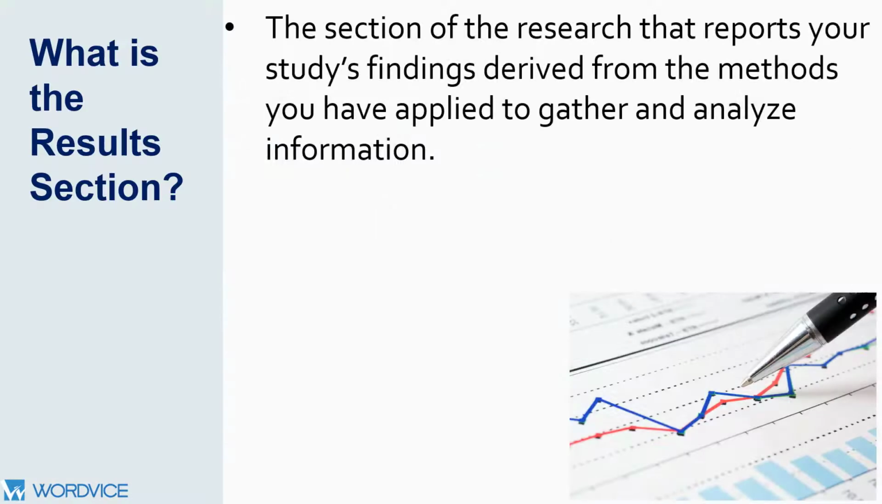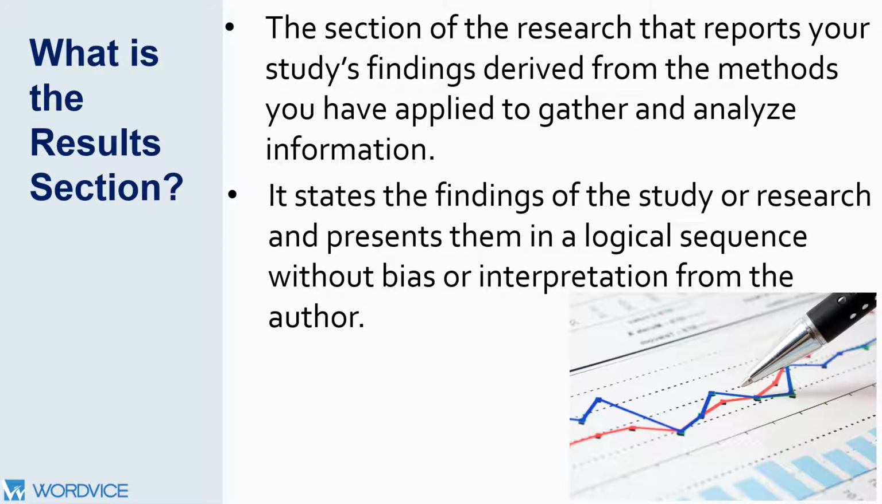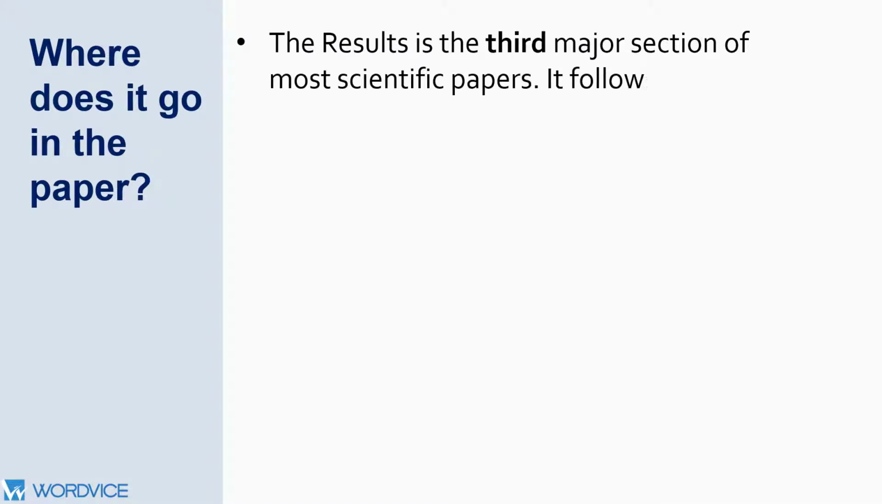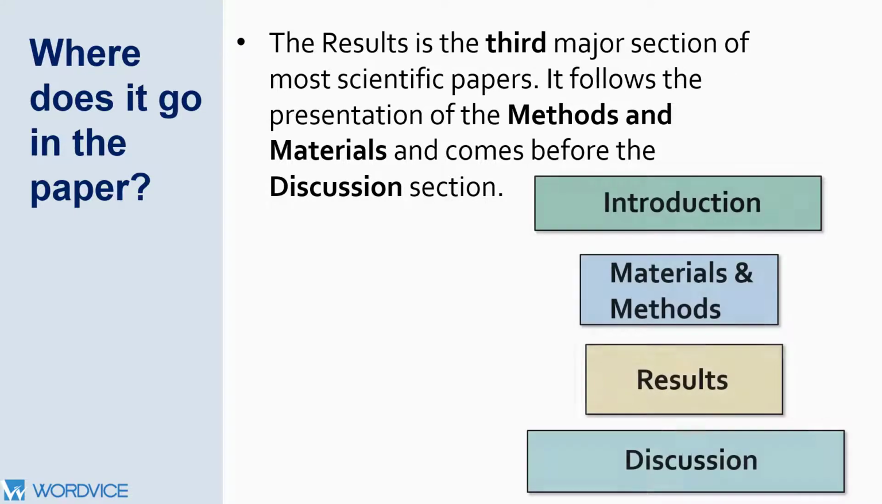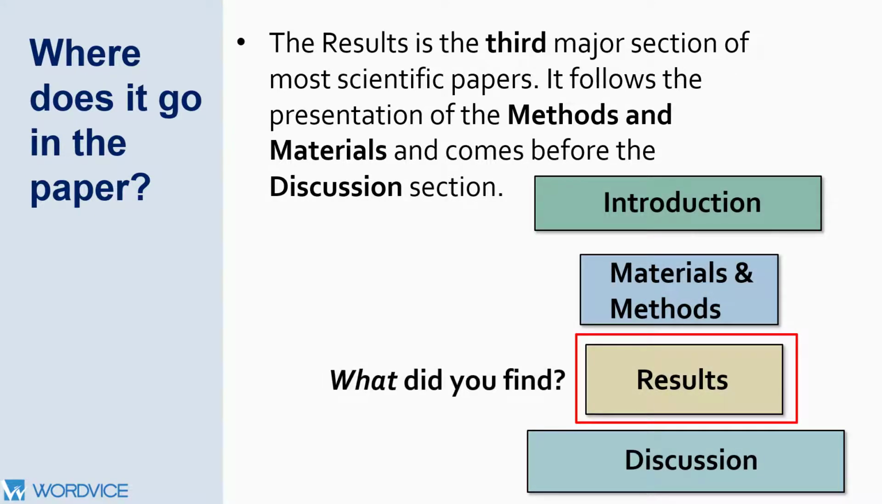The results section of a scientific research paper reports the findings of your study derived from the methods you applied to gather and analyze information. It states the findings of the study or research and presents them in a logical sequence without bias or interpretation from the author. The results section is the third major section of most scientific papers. It follows the presentation of the methods and materials and comes before the discussion section. It answers the question, what did you find in your research?